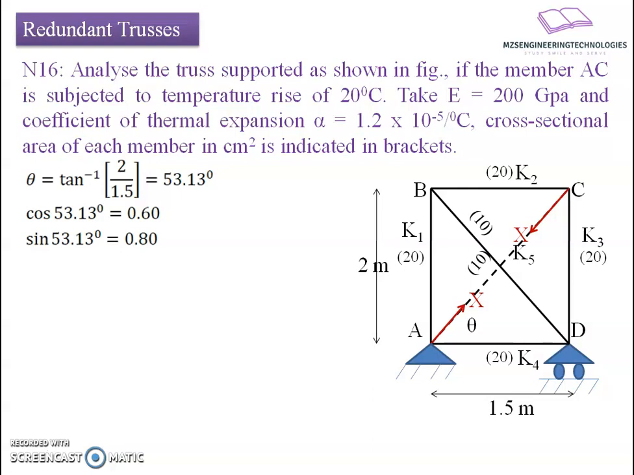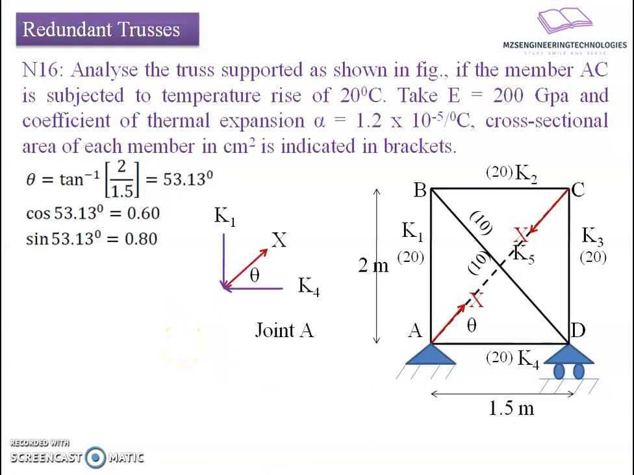To begin, we'll start with the joint by joint analysis, and for that let's find the inclination of the redundant force with reference to the horizontal. We will take the geometry into consideration here. It will be tan inverse of the vertical height versus the horizontal width. From triangle ACD, tan inverse 2 by 1.5 is the angle traced by the redundant member. We require its components, so we find cos theta and sin theta. Theta works out to be 53.13 degrees, the cos component comes to be 0.6 and the sin component comes to be 0.8.